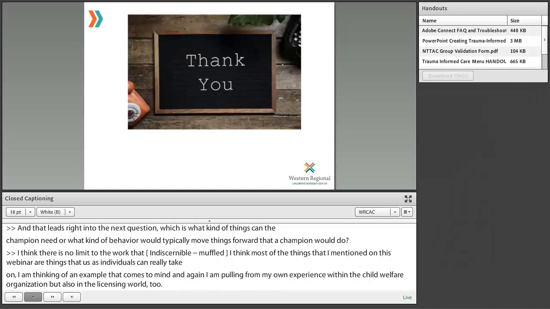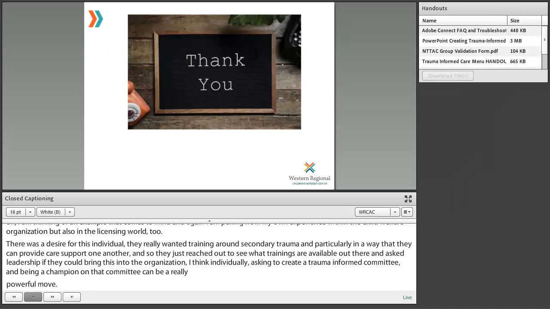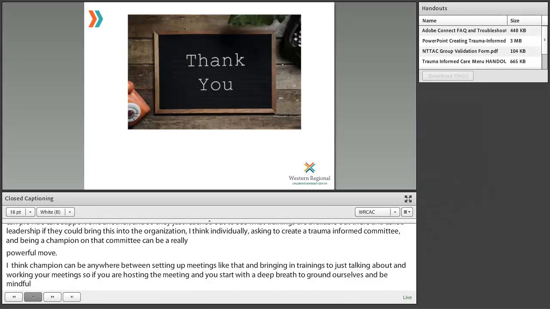I think individually too, asking to create a trauma-informed committee and being a champion on that committee can be a really powerful move. I think a champion can lead anywhere between setting up meetings like that and bringing in trainings to just talking about this work in your meeting. So if you're hosting a meeting and you start with a deep breath just to ground ourselves and be mindful of where we're at, all of this is trauma informed. So it's even little things, asking for those graces and goosebumps at the end of your MDTs. These are ways that you're opening that space to show that we know trauma has an impact on us, and we're bringing that into the organization.